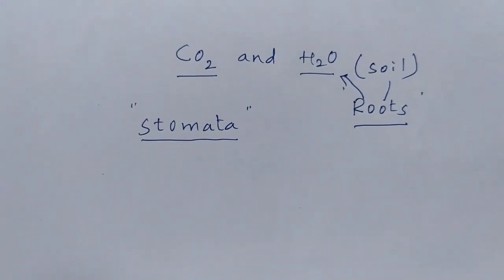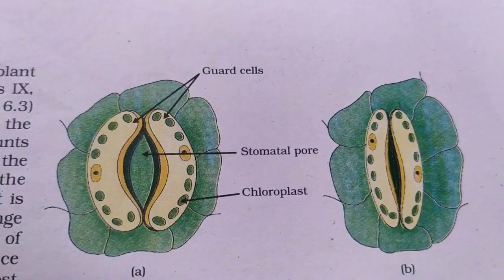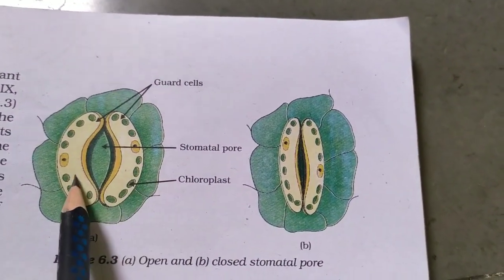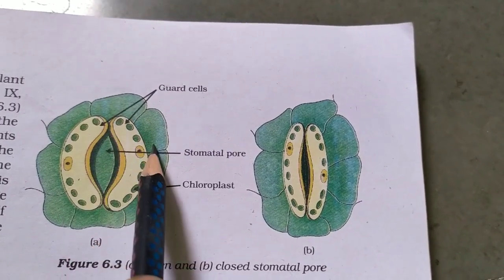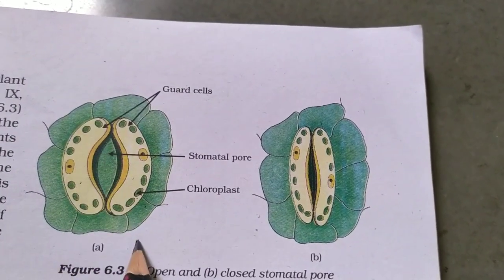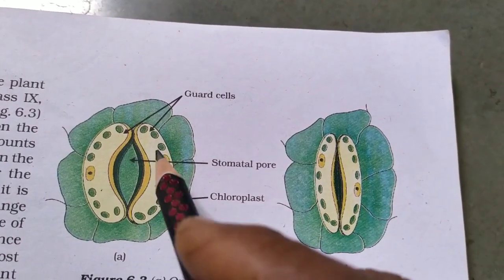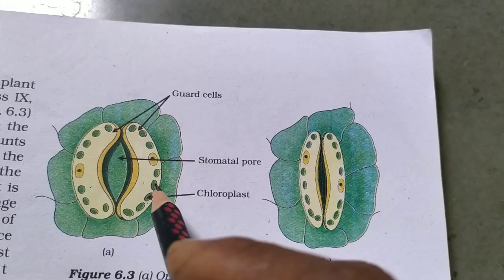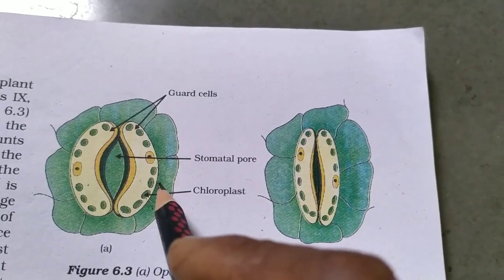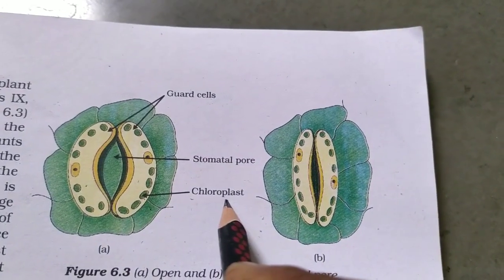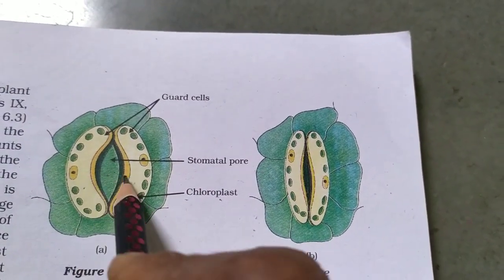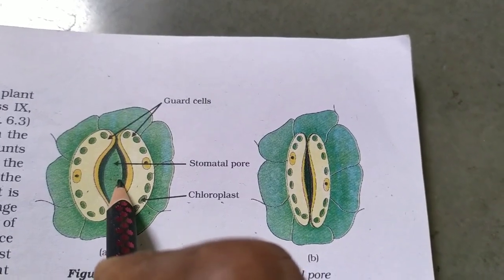Now let us know the structure of the stomata. The structure of stomata includes two guard cells surrounded by the epidermal cells. The guard cells have dark spots on them. Those are called plastids or chloroplasts. And the stomata has a small opening that is called a stoma or stomatal pore.